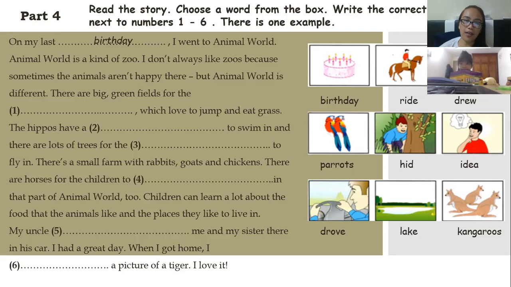What's your answer? Right. Kangaroos. There are big green fields for the kangaroos. We love to jump and eat grass. The hippos have a lake. Okay, to swim in, and there are lots of trees for the parrots to fly in.